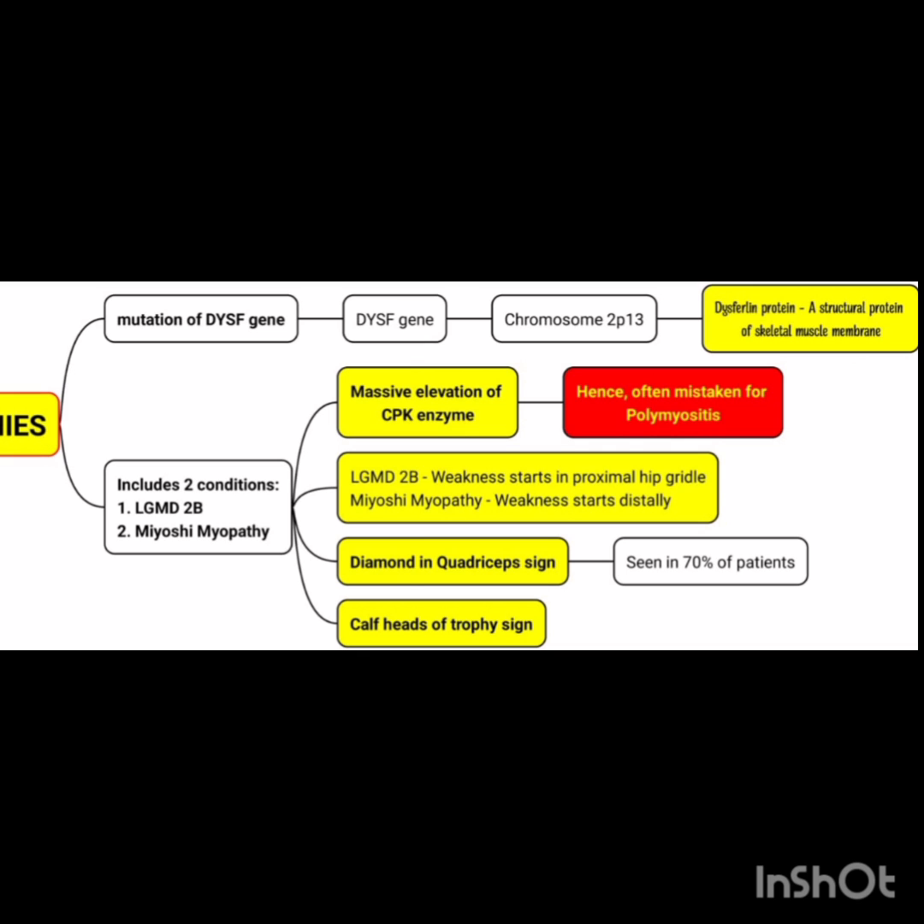How to differentiate limb girdle muscular dystrophy from Miyoshi myopathy? LGMD 2B starts in the proximal muscles, especially in the hip girdle, whereas Miyoshi myopathy starts distally. This diamond on quadriceps sign is seen in about 70% of patients.